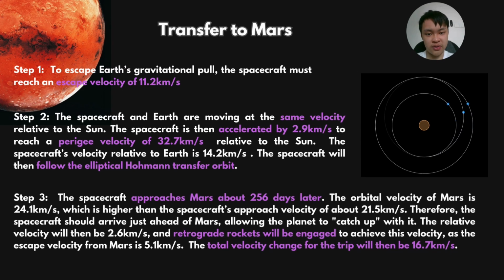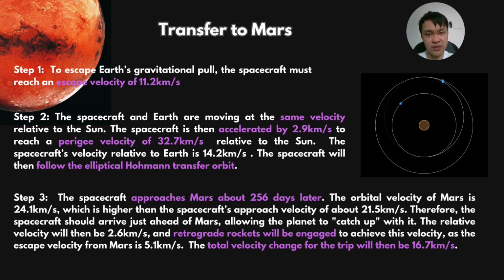And now we calculate the transfer to Mars. There are three steps involved. The first step is that the spacecraft must reach an escape velocity of 11.2 km per second to escape Earth's gravitational pull. The second step is, since the spacecraft and the Earth are moving at the same velocity relative to the Sun, the spacecraft is then accelerated by 2.9 km per second to reach a perigee velocity of 32.7 km per second relative to the Sun. The spacecraft's velocity relative to Earth is 14.2 km per second. The spacecraft will then follow the elliptical Hohmann transfer orbit.